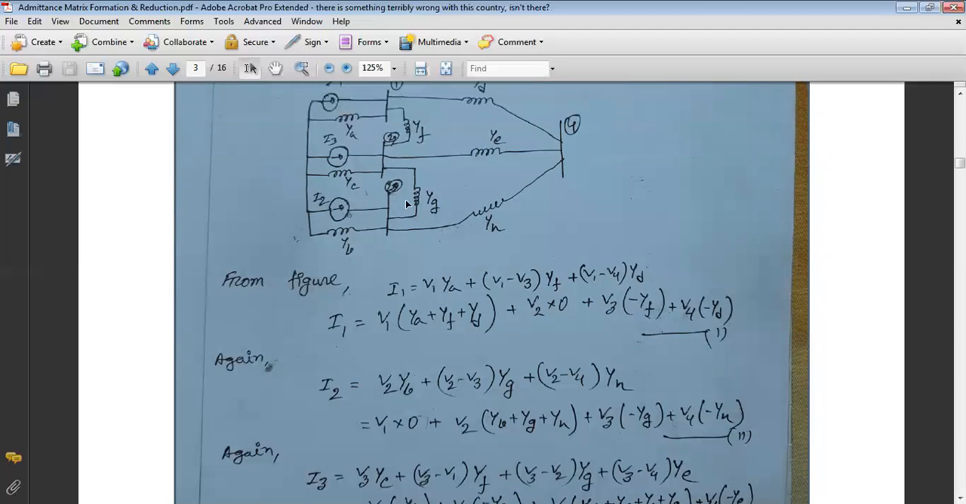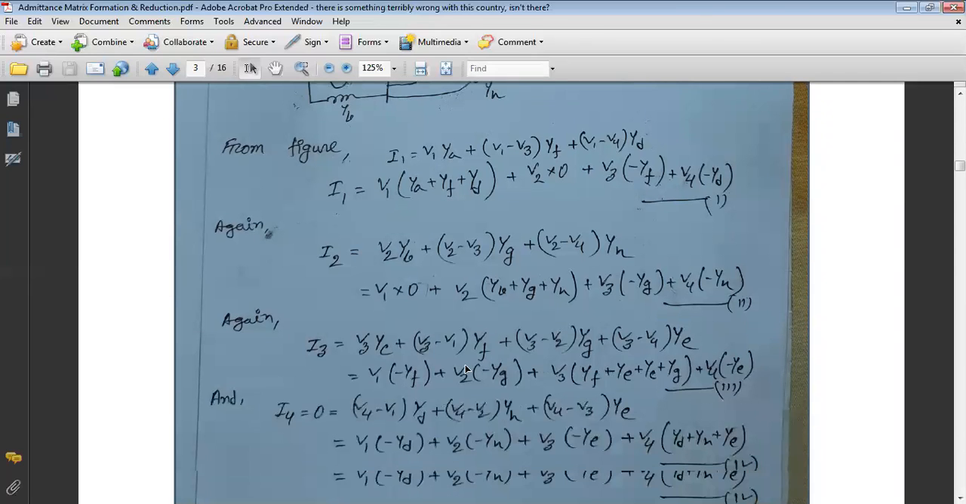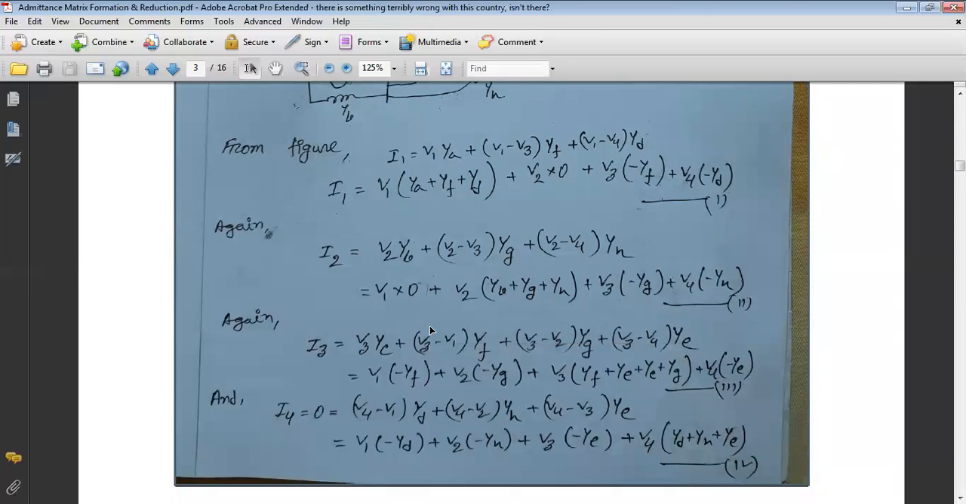That is, V1 is absent because there is no connection between bus 2 and bus 1. So there is no point to place V1 here. So the coefficient of V1 is 0, the coefficient of V2 should be YB plus YG plus YH, the coefficient of V3 should be minus YG, and the coefficient of V4 should be minus YH. So this is equation number 2, the second nodal equation.